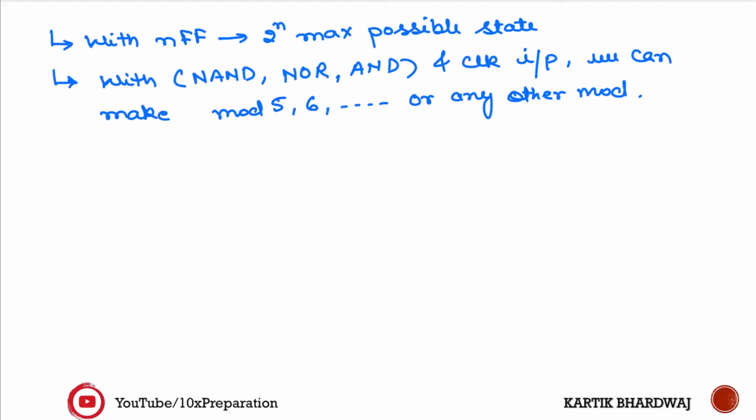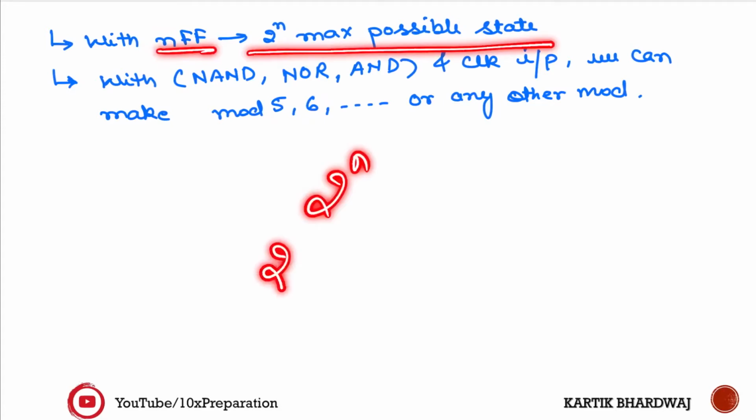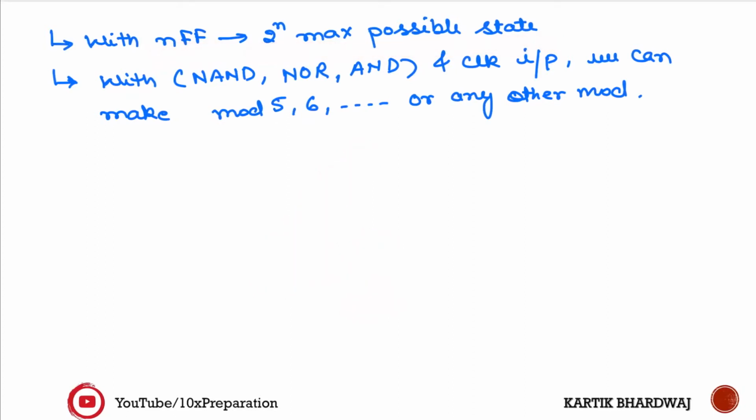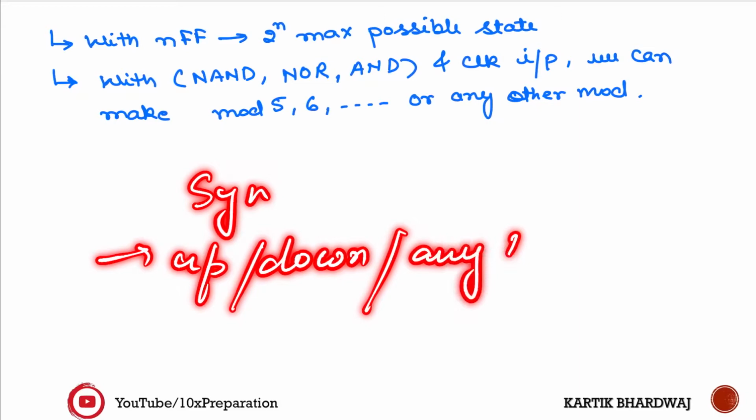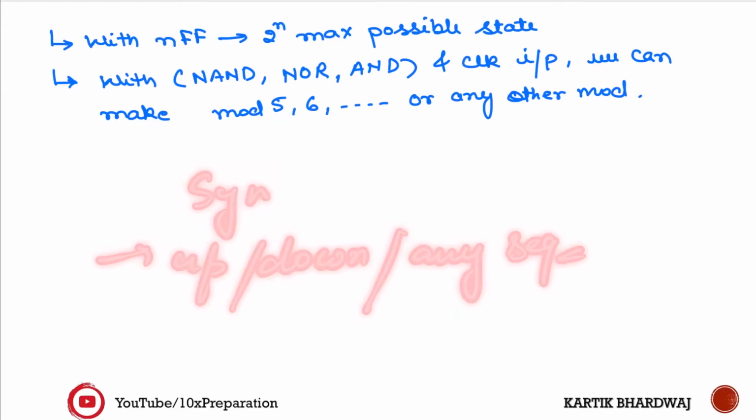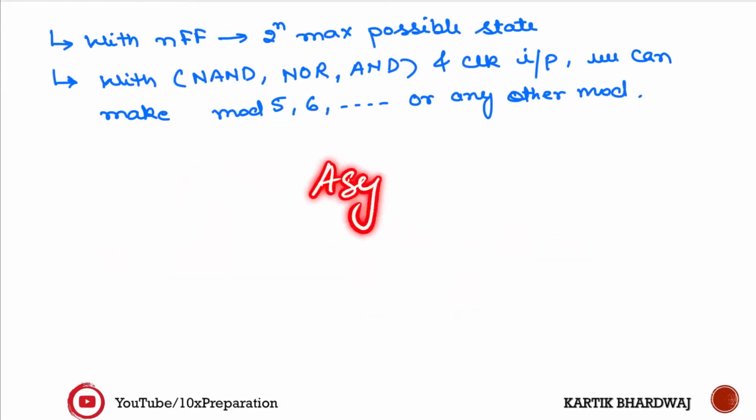If you have n flip-flops, you can have a maximum of 2 raised to the power n states. If 4 flip-flops are there, 2 raised to the power 4 is equal to 16 states. According to your need, you can design whatever counter you want. From synchronous circuits you can make up, down and any sequence, but in asynchronous circuits you can only make up or down, not any sequence.